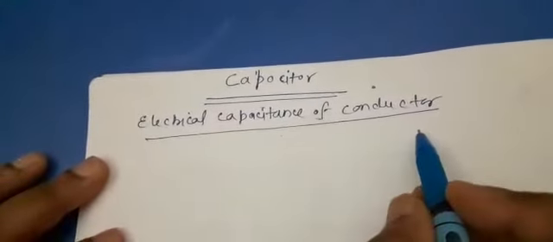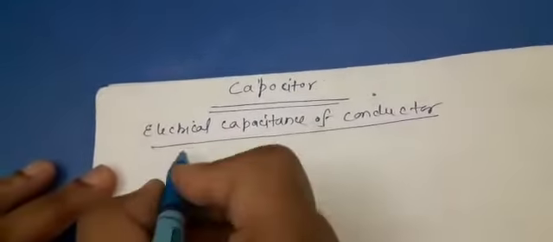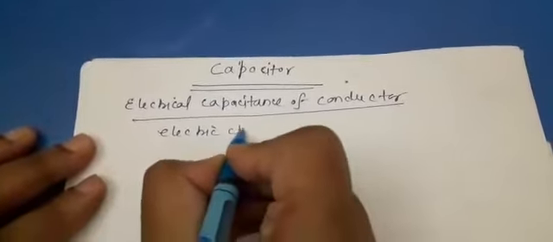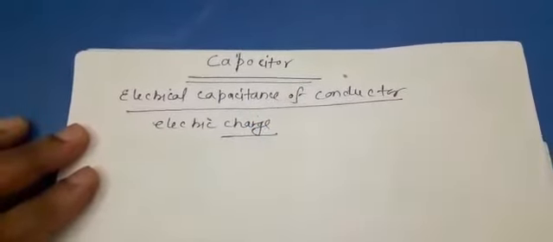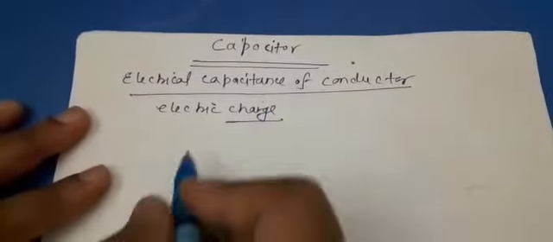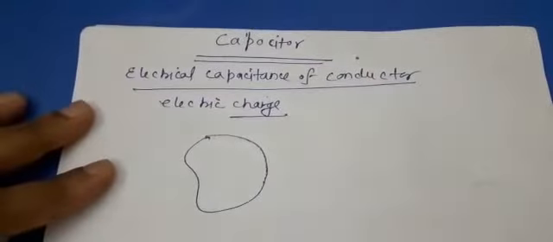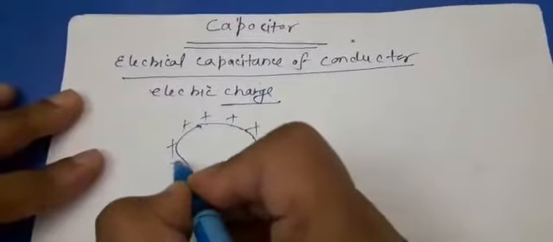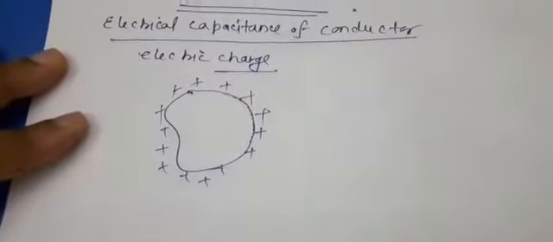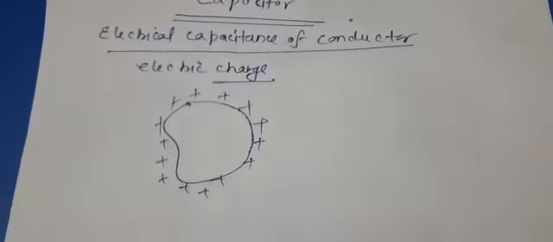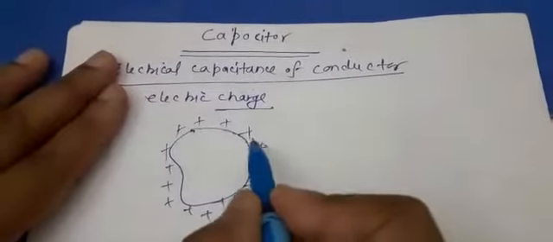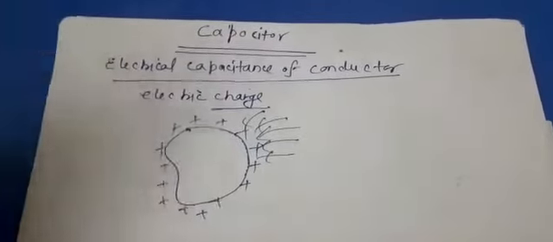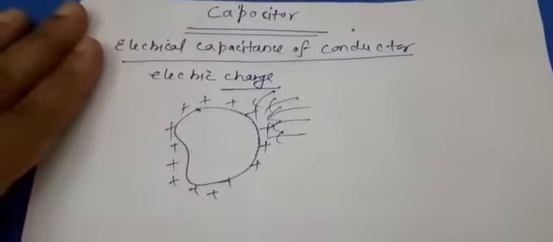Electrical capacitance of conductor is basically its ability to hold electric charge. Like this is any conductor. We are giving some charge to it, any amount of charge. There can be conductors of different shapes. Simply I am taking any conductor. Now can we go on adding, pouring some charge over it? Or is there some limitation? There will be some limitations.